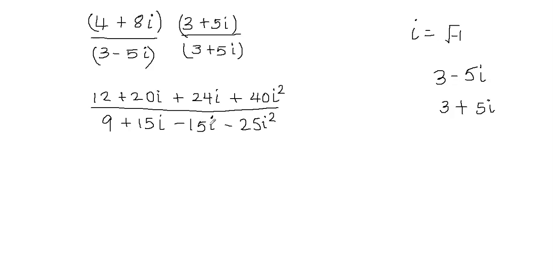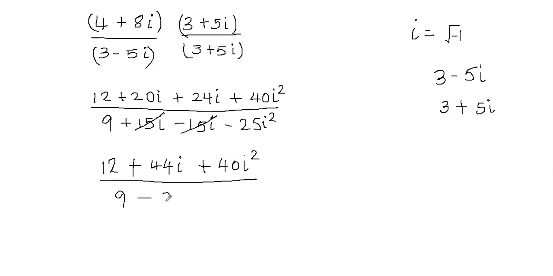Notice that my middle terms cancel out each other. 15i minus 15i will be equal to 0. Now all we need to do is to simplify this as much as possible. So first of all, we're going to write 12 here, then 20i and 24i. These are like terms, so we can combine them. 20i plus 24i will give me 44i. And then I have plus 40i squared divided by 9 minus 25i squared.